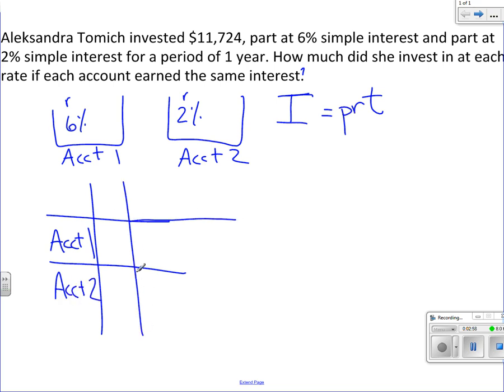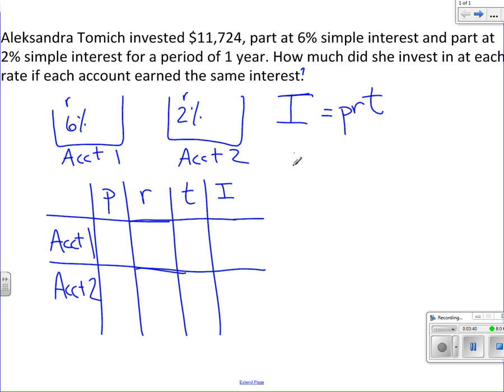Okay, and this is going to have a little bit more columns to it because our interest has 3 other letters in it, our formula, right? Interest is principal times rate times time. So I have some principal, interest rate, time, and the interest column. Account 1. How much money in account 1? I don't know. That's what we're trying to find. I have no idea how much she's going to put in the first account.